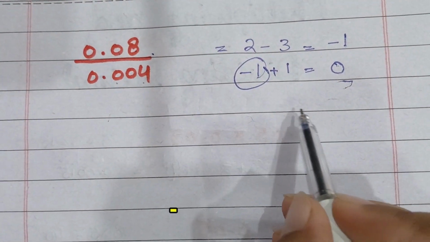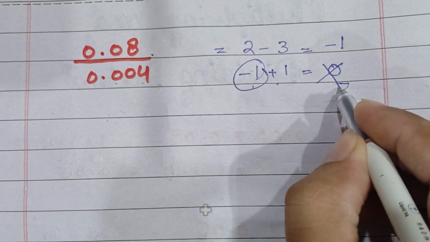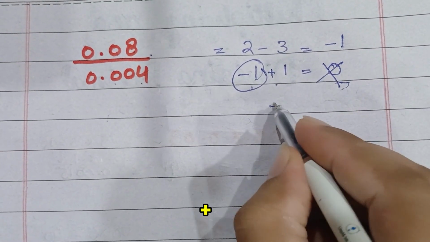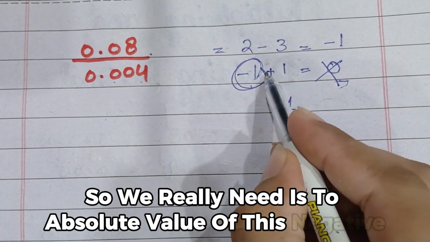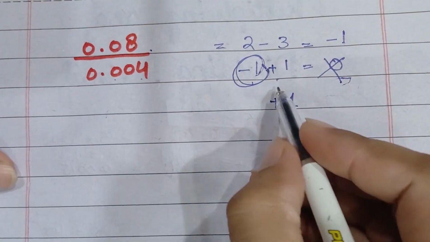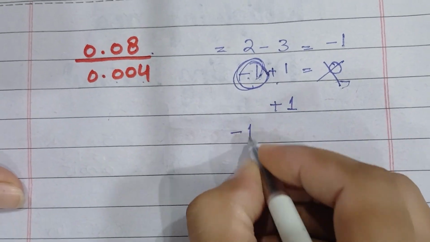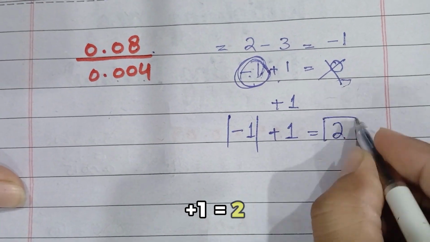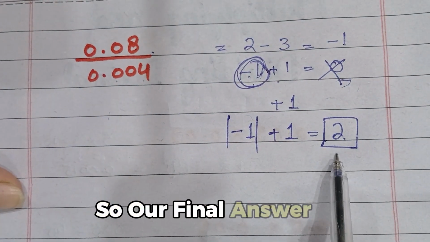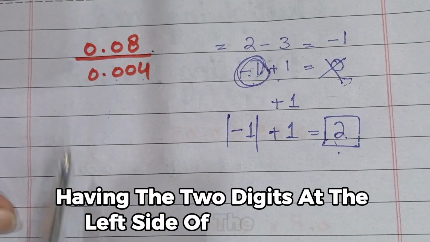We are not going to say minus 1 and plus 1 is 0. We are going to treat this as equal to positive 1. So what we really need is the absolute value of this negative. We just need the absolute value of this minus 1 and add 1. We got our answer, 2. So our final answer has 2 digits at the left side of the decimal.